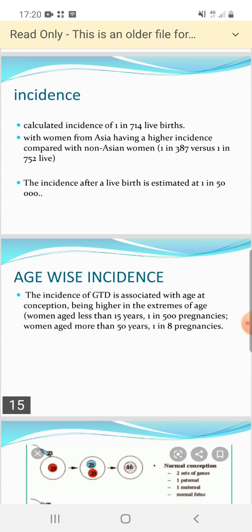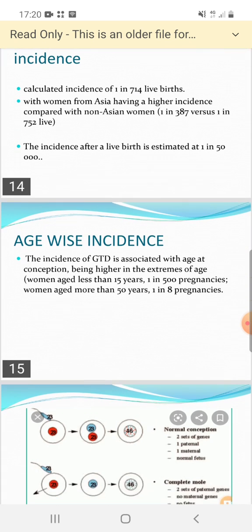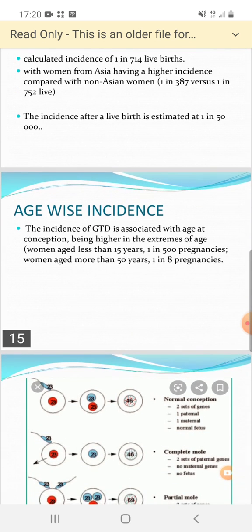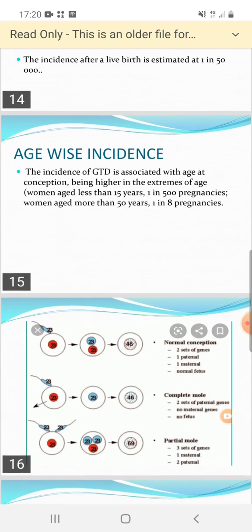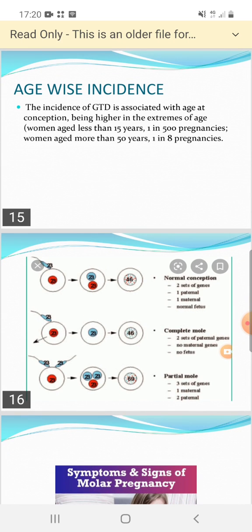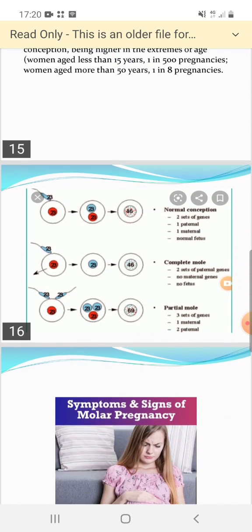The incidence is 1 in 714 live births, with women from Asia having a higher incidence compared with non-Asian women. In Asian women it is 1 in 387, almost double as compared to 1 in 752. The incidence after a live birth is 1 in 50,000. Now, age-wise, it is more common at the extremes of age. If the woman's age is less than 15 years, the chance is 1 in 500, and if the woman's age is more than 50 years, it is high risk, around 12%, 1 in 8.